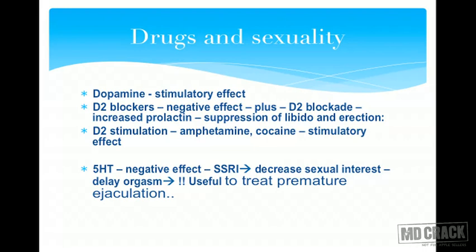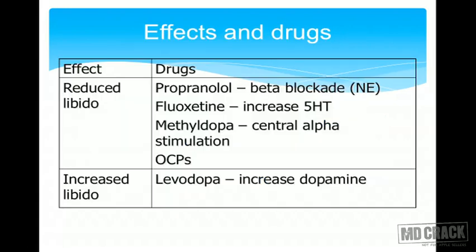Serotonin produces a negative effect on sexuality, and this is easy to remember. The selective serotonin reuptake inhibitors, SSRIs, lead to decreased sexual interest and they delay the orgasm. So anorgasmia becomes an important adverse effect of SSRIs. Now if they are going to prevent the orgasm, naturally these drugs could be useful for the management of premature ejaculation. I hope you appreciate. They produce anorgasmia, so naturally they could be used to treat premature ejaculation.